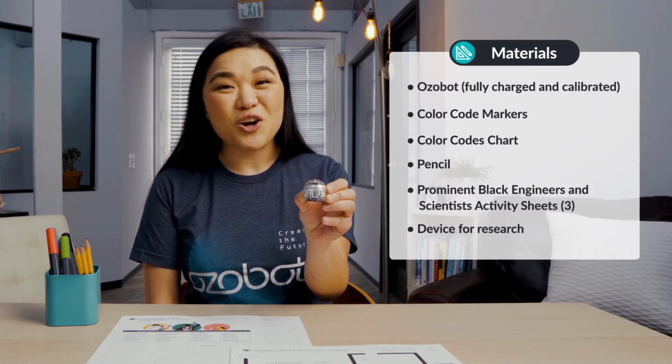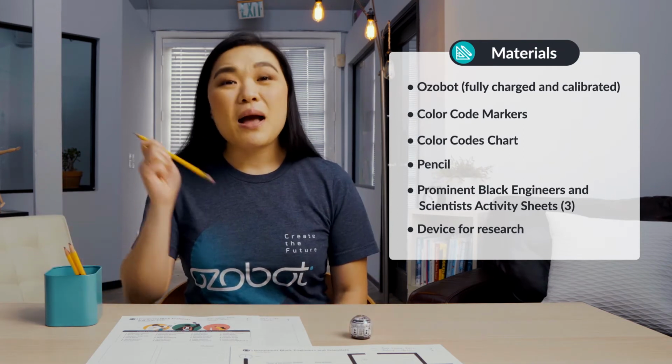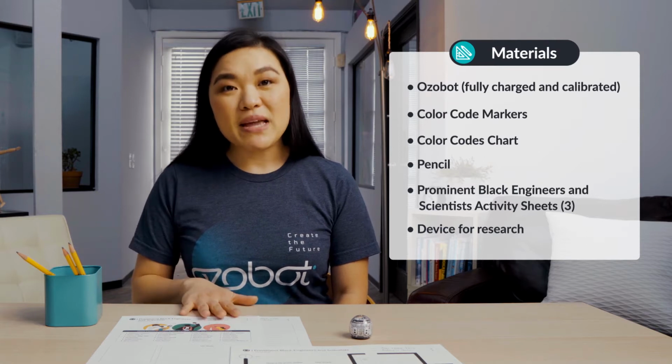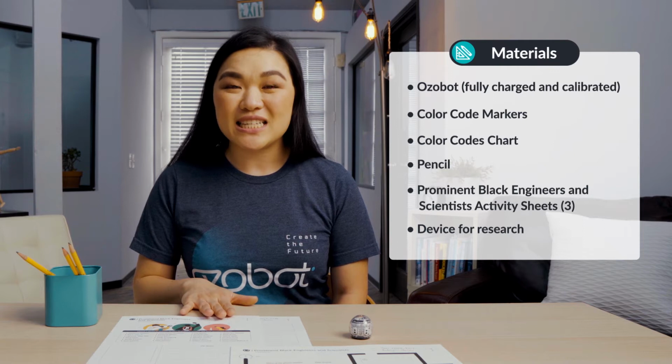It is so important to recognize the contributions of Black engineers and scientists. They have discovered and created some amazing things. For today's lesson, you will need an Ozobot, fully charged and calibrated, color code markers, a pencil, a color code chart, all 3 pages of your prominent Black engineers and scientists activity sheets, and a device for research.